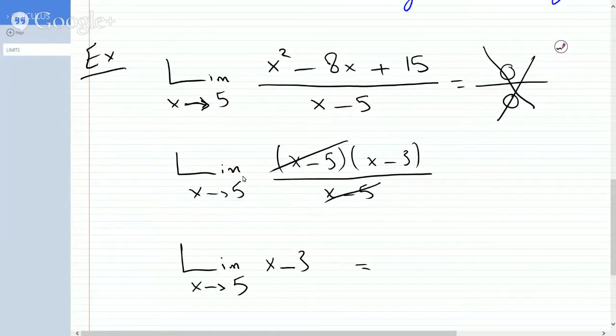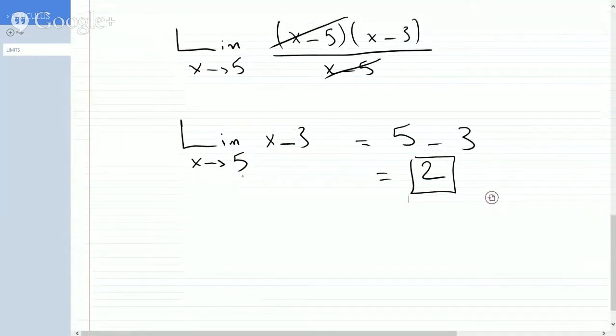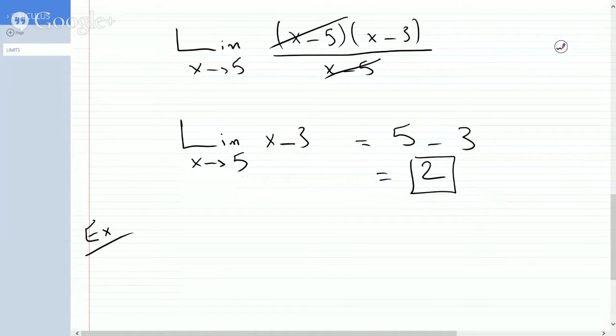So now you go back to strategy 1. You just plug it in. Because now there's no more 0 in the denominator. So this is 5 minus 3, and you get 2. So the answer was 2. Another example on rearranging to get the limit to work. Let's say you were taking the limit.